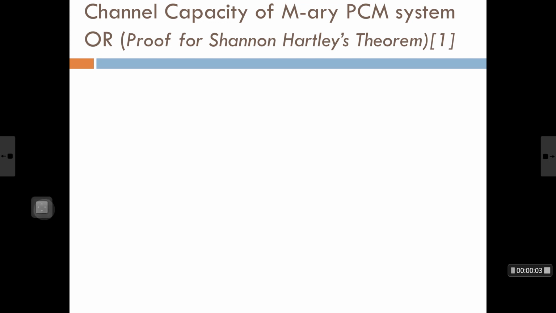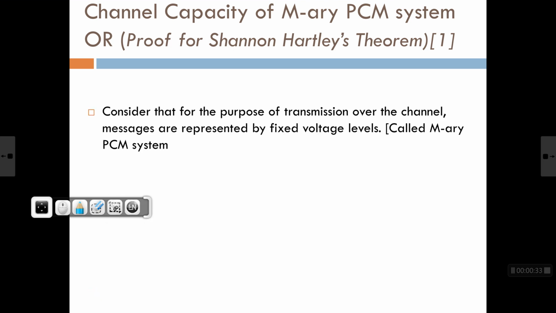We have seen the Shannon Hartley theorem and seen what it says. Now we shall see the proof for Shannon Hartley theorem. Now it is not the exact proof of the Shannon Hartley theorem. The exact derivation for the capacity of the Gaussian channel is formidable. So what we do is that we take an M-ary PCM system and find what would be the channel capacity of the Gaussian channel for an M-ary PCM system.